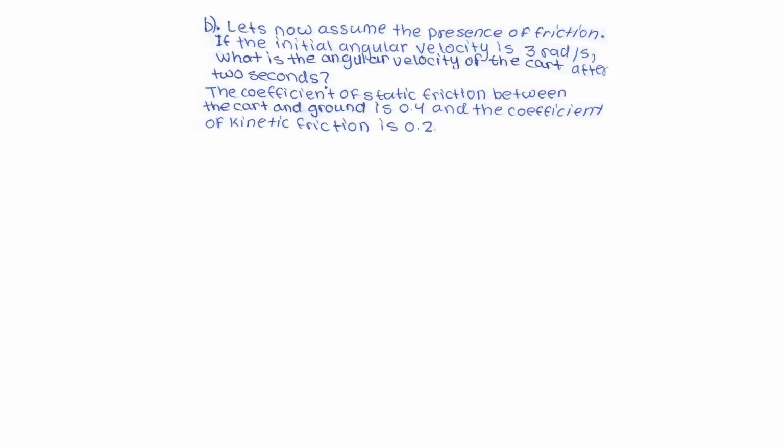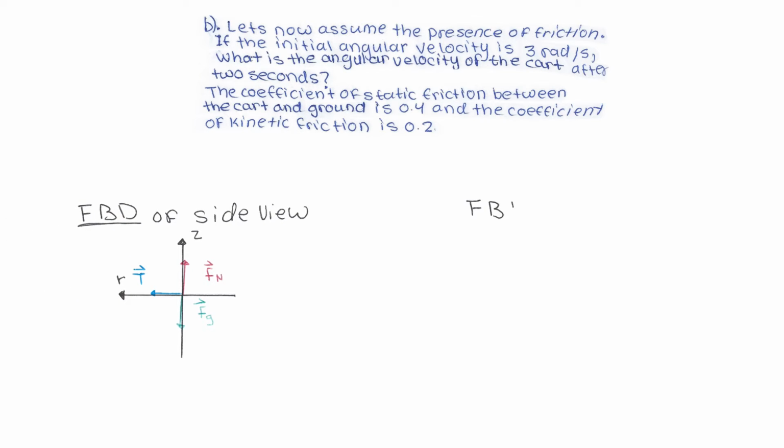Okay, so part B. This time we have to include friction. Oh wait, they gave us 2 coefficients of friction. Which should we use? Since the cart is rubbing against the ground, we should use the kinetic coefficient of friction. I see. Alright, so next is to draw the free body diagram. So the side RZ axis doesn't change, but this time we also need the top view, the RT axis. The tension is in the direction of the R axis again, and now we have the force of friction opposing the motion in the tangential direction.